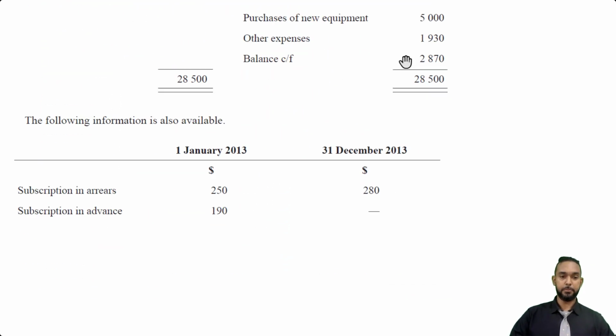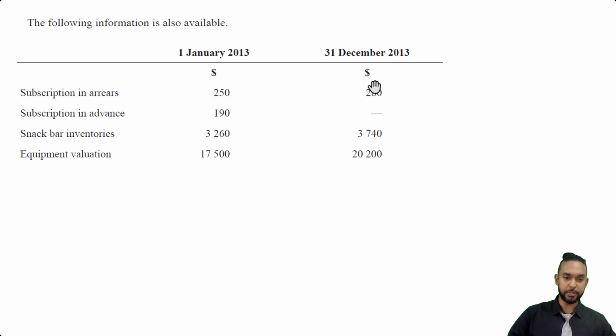Now, let's scroll on a bit more to take a look at some of the additional information. So we have a column for 1st Jan 2013 and a column for 31st December 2013. So this is the column for opening balances. This is the column for closing balances. We have subscriptions in arrears. So again, subscriptions is a revenue, and in arrears means owing. So this is revenue owing or revenue accrued, which is an asset. And we have an opening balance and a closing balance.